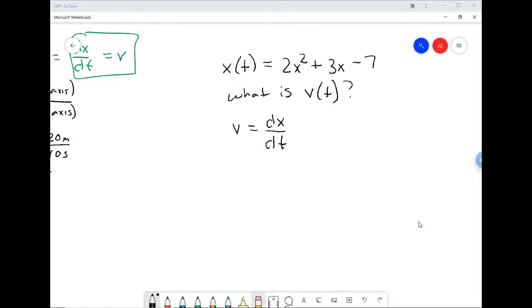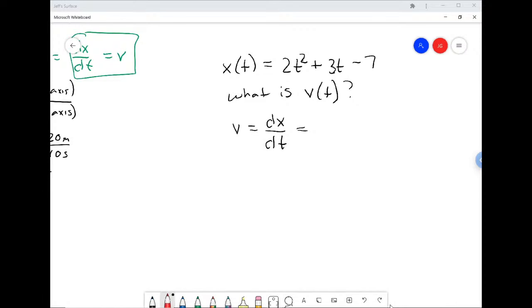I messed up here already. Sorry, those are supposed to be t's. It's functions of t, not x. I got it right over there. And so I'm going to write the answer here.